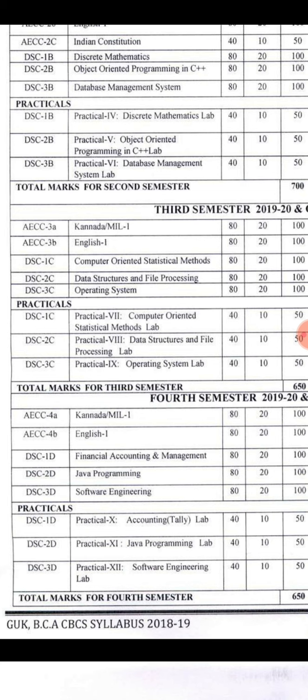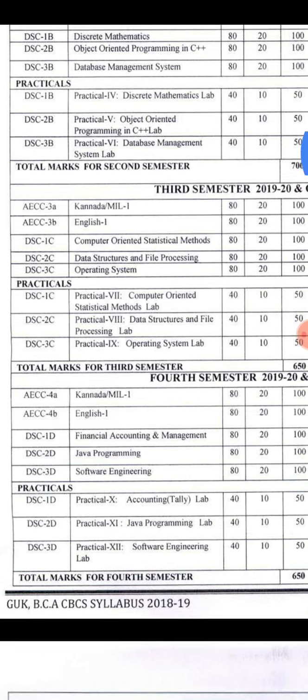For the fourth semester again you will be having three practicals. Practical number 10 is on the accounting subject, financial accounting and management, and related to theory, the practical assessment will be given, and based on that your lab will be conducted. Especially this lab is on Tally, so how you can prepare the financial accounting and manage your accounts on Tally. Practical number 11 on Java programming lab, practical number 12 on software engineering lab. So all these 3 labs are for 50 marks, 40 external and 10 internal.